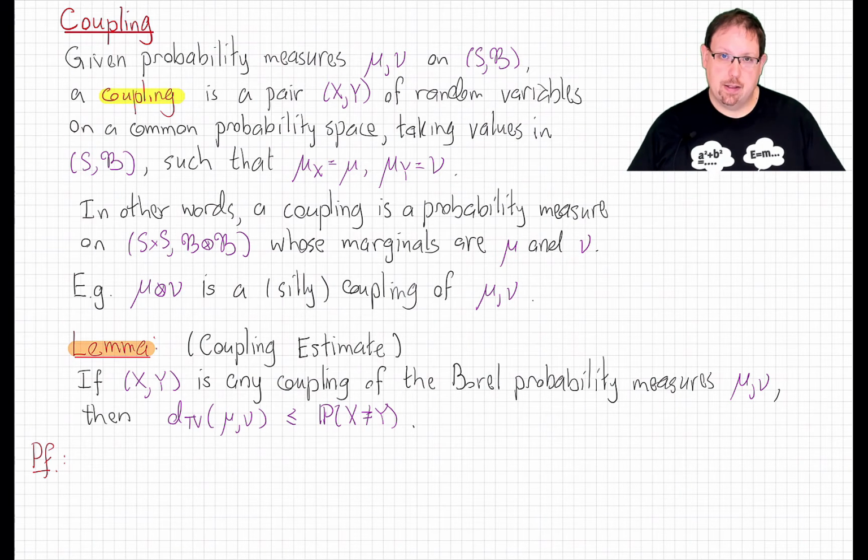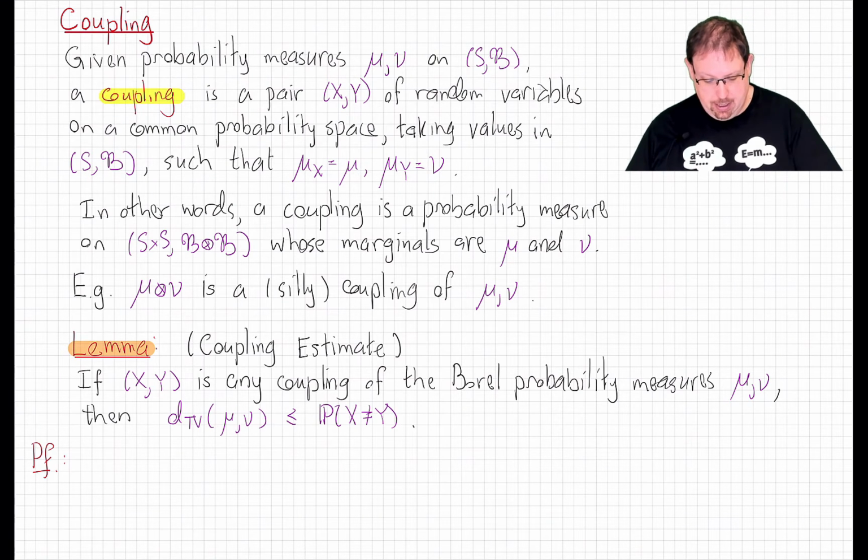Now, as you can imagine, there are generally zillions of couplings of two probability measures, although that's not always true. I suggest that on the back of an envelope you work out why it is that if the two measures are just single point masses, there's only one coupling of them. And it's this silly coupling here.